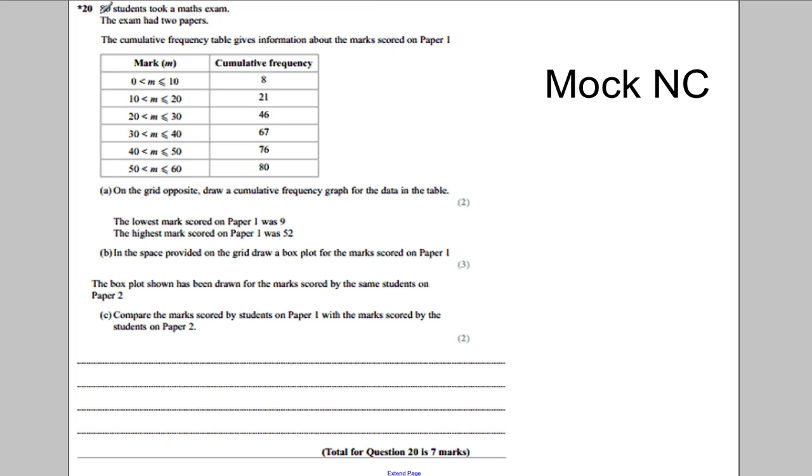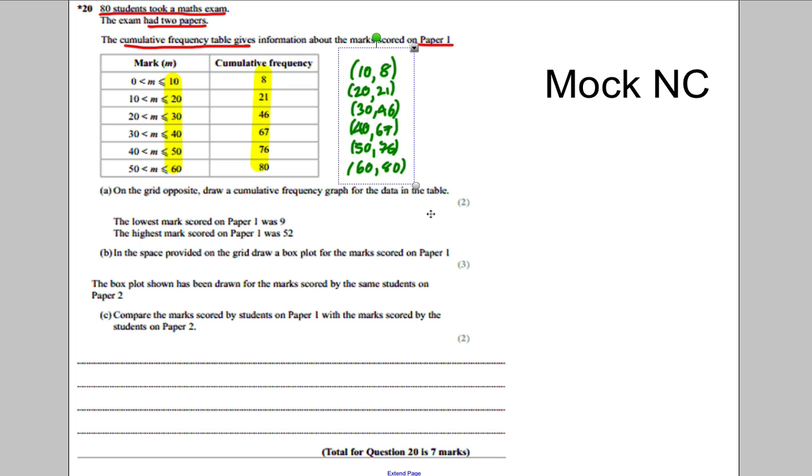Okay, we have that 80 students took a maths exam. They sat 2 papers. Here is the cumulative frequency table already done on paper 1. On the grid opposite, draw this. So what are we going to plot? We don't have to draw the cumulative frequency table here. It's done for us. We're plotting those against those. So let's just write down our coordinates. We're plotting 10 with 8. We're plotting 20 with 21. We're plotting 30 with 46. We're plotting 40 with 67. We're plotting 50 with 76. And we're plotting 60 with 80 as follows, right?